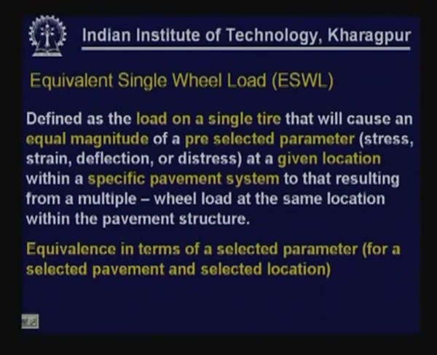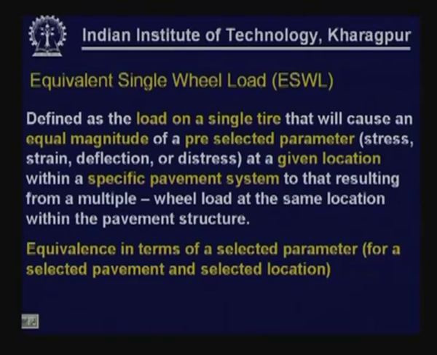Equivalent single wheel load is defined as the load on a single tire or single wheel that will cause an equal magnitude, that is where the equivalence is coming into the picture, of a pre-selected parameter. Equivalence in terms of a pre-selected parameter, either stress, strain, deflection or some other distress at a given location within a specified pavement system, to that resulting from a multiple wheel load at the same location within the same pavement system. So, we are trying to compare two different situations.